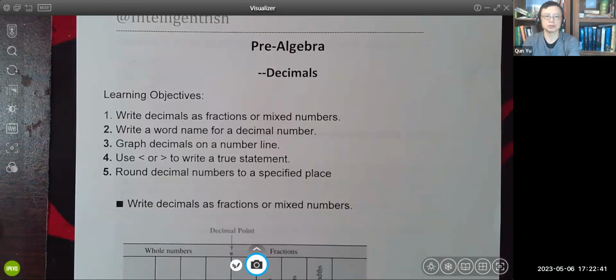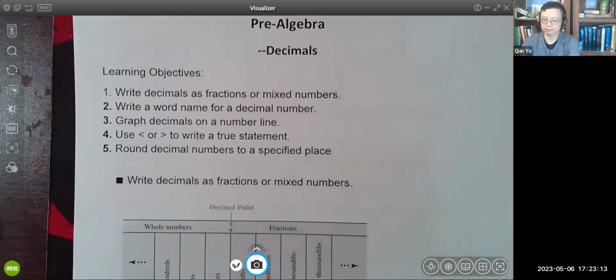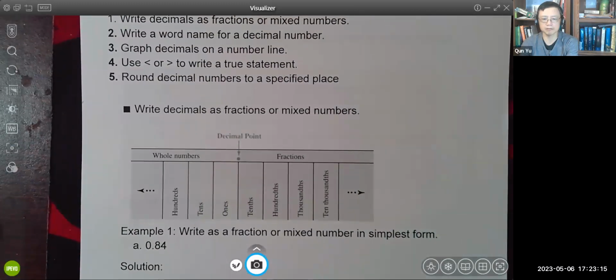First, we want to learn how to convert a decimal number to a fraction or a mixed number. Then we want to know how to read a decimal number in a formal way. Then we want to graph decimal numbers on the number line. Then we learn how to compare two decimals to see which one is bigger, which one is smaller. And in the end, we look at how to round a decimal number to a specified place. Okay, let's do this one by one.